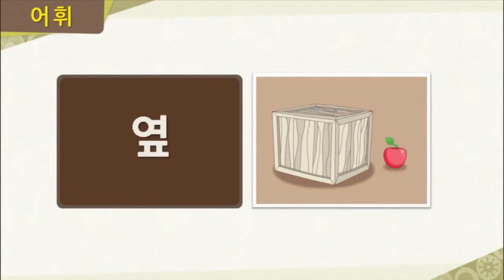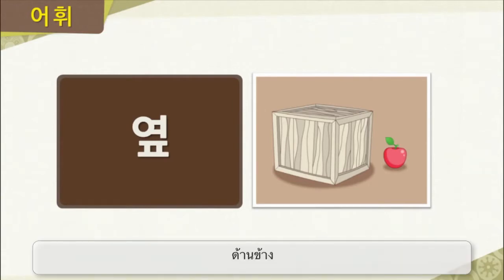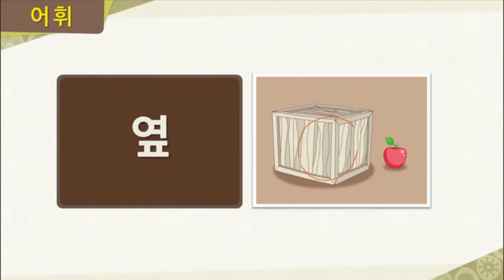Good. Now our next word here is 옆. Please read along and repeat after me. 옆. Now in the picture here we have our box and apple again, but notice this time the apple is located in a different spot. So again we have our box or 상자, and next to the box is the apple. So to say that the apple is next to the box, we would say 상자 옆. Now let's go ahead and say this word one more time. 옆.